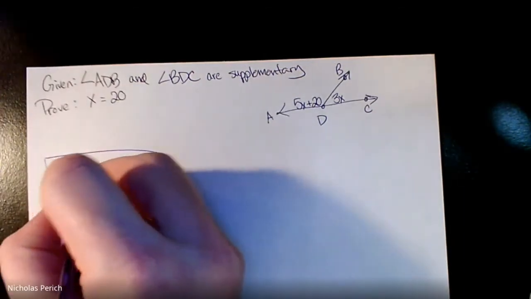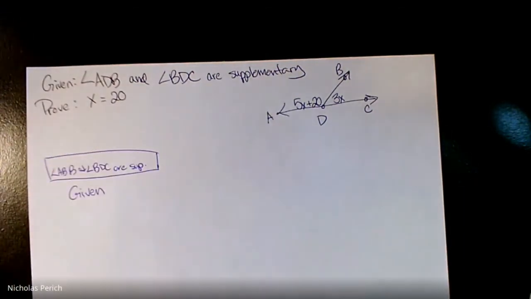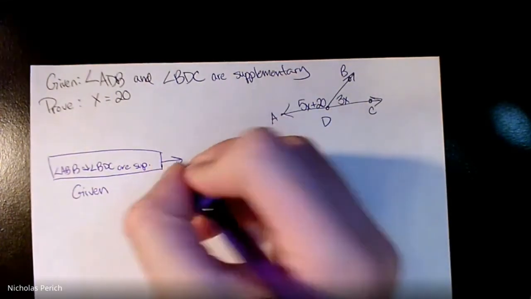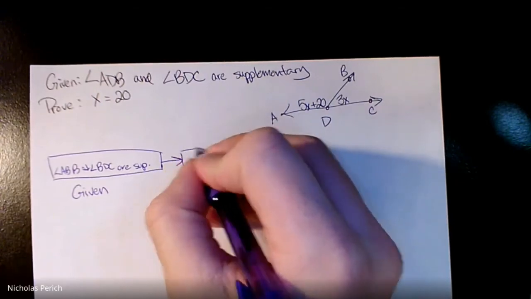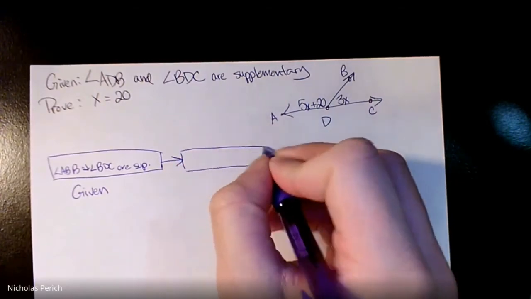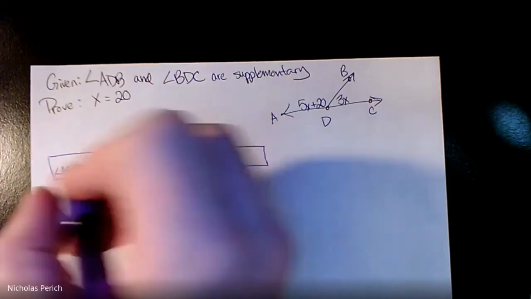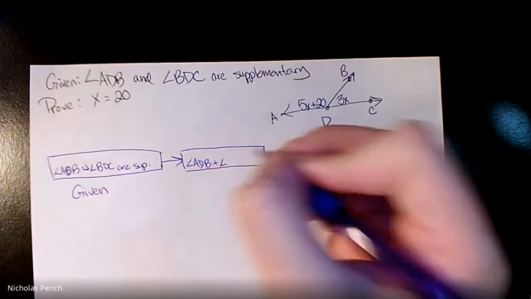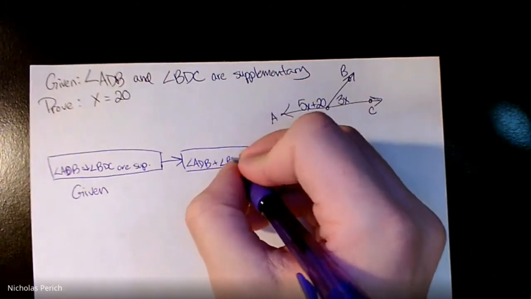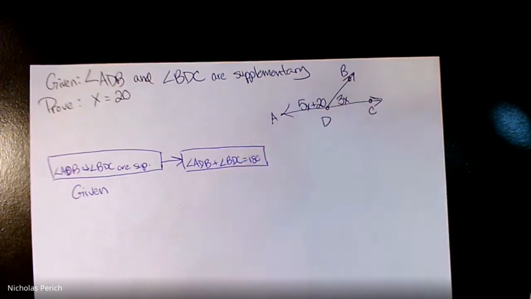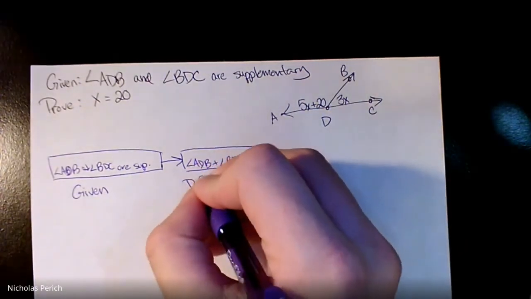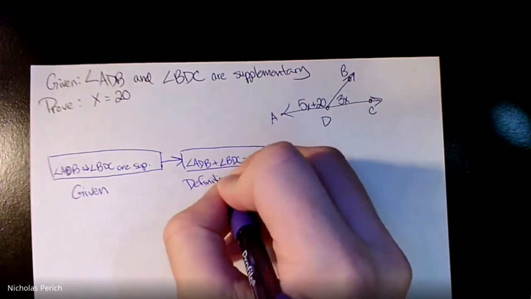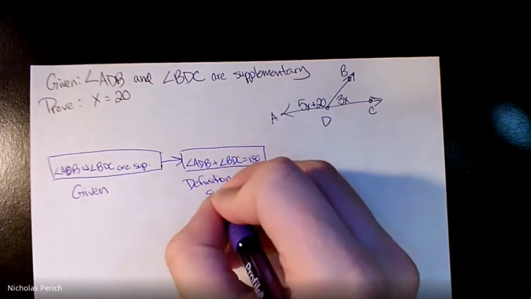Yes. That's the given. What does that mean if things are supplementary? What that means is angle ADB plus angle BDC equals 180 degrees. Why is that? Well, the definition of supplementary.